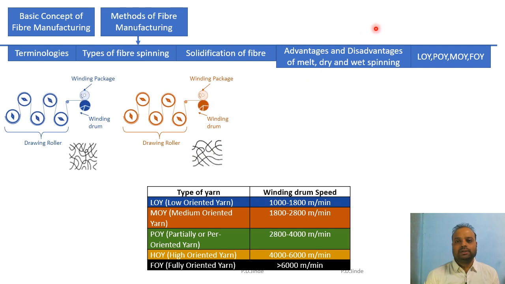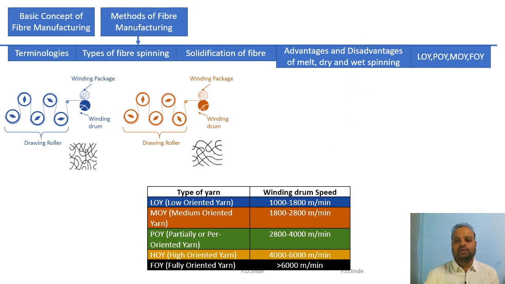Let's talk about the next type of yarn. Moderate oriented yarn, or sometimes it is also called partially oriented yarn. This partially oriented yarn is created when the winding speed is between 2800 to 4000 meters per minute. At this speed, moderate stretching takes place, and that moderate stretching causes partial molecular orientation. Such a yarn is called POY.